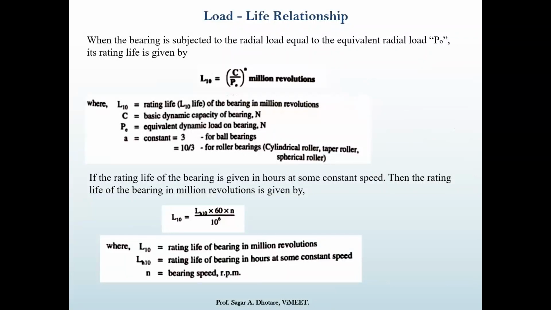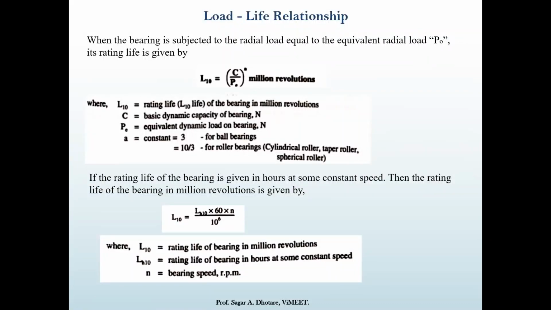Now, whenever we design any bearing, we always consider the rating life of the bearing to be 1 million revolutions, or it should be 90% reliable. So whatever value we are claiming, 90% of the bearings should perform. So the equation: when the bearing is subjected to a radial load equal to the equivalent radial load, its rating life is given as L10 equals (C by P) raised to a.